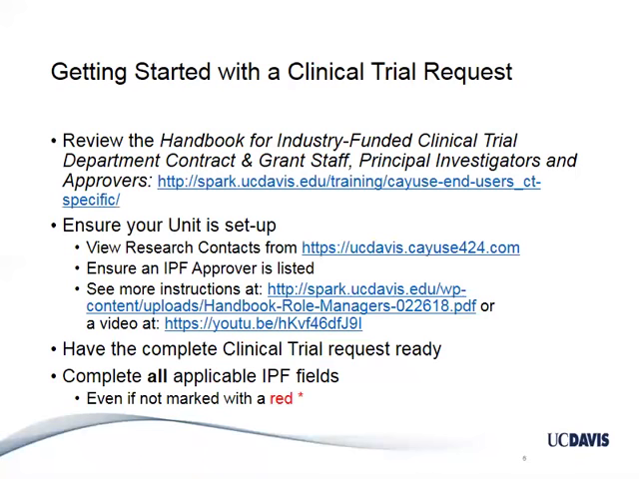I'll demonstrate it to you if there's time, but basically right when you log into the main Cayuse screen, you go to Research Contacts under System Administration Applications, find the unit, and make sure they have an IPF approver set up. That way you can ensure that your request is not going to get stuck in routing, that it's actually going to go where it needs to go. And we're going to talk a lot more about that later.